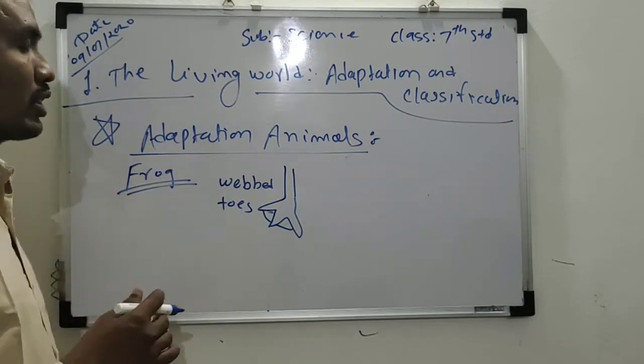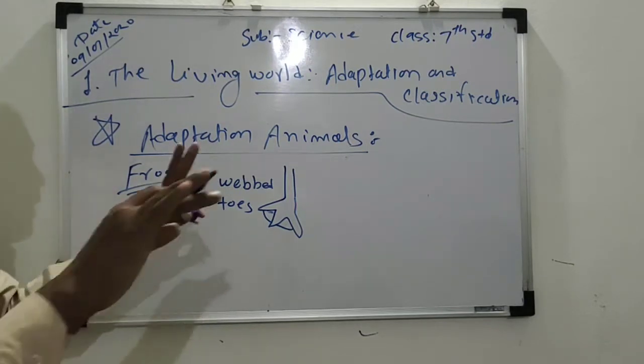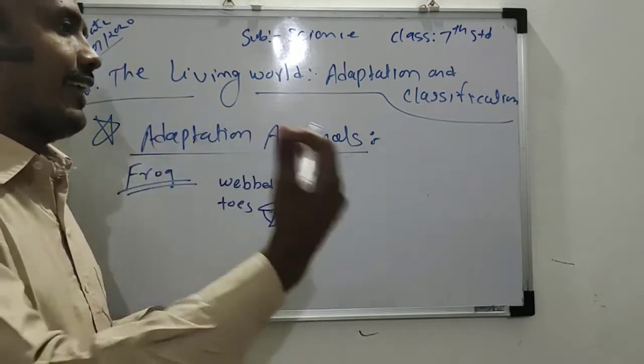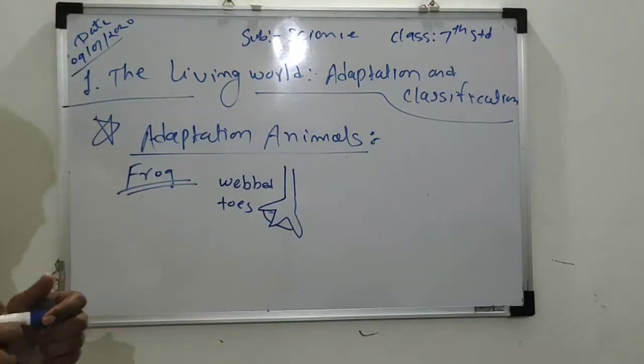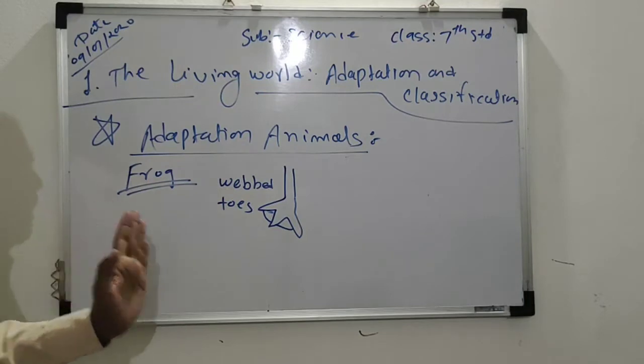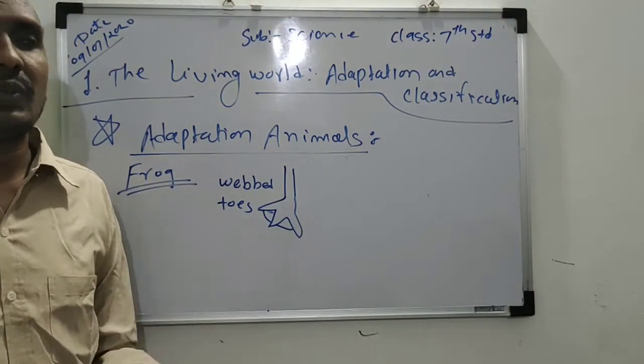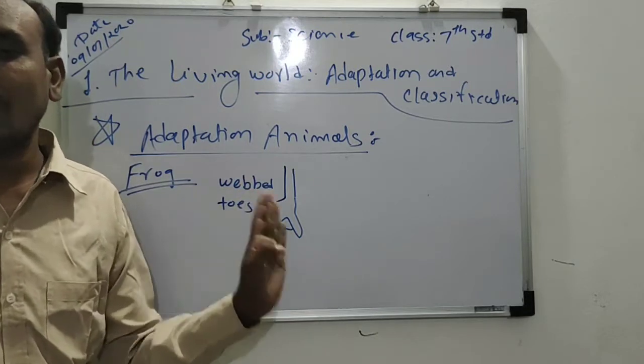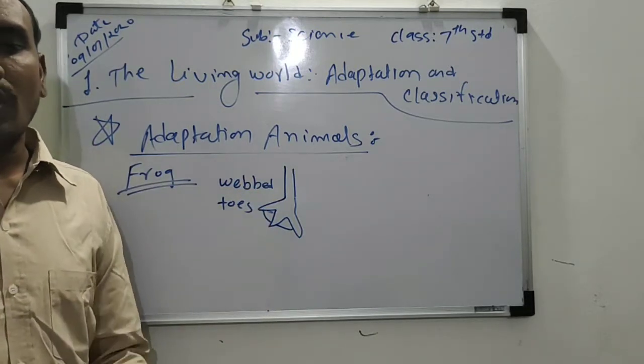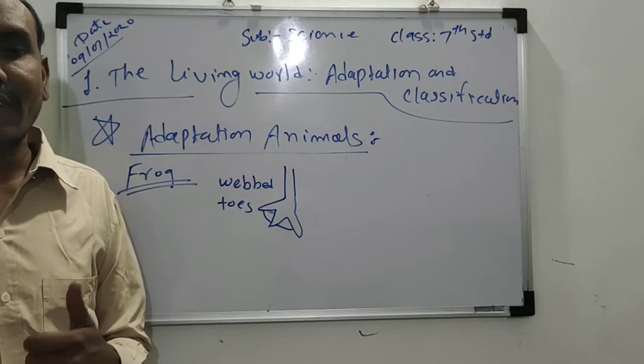What are oars? Oars, you know, are used for floating in water. So for that purpose they use oars, like for direction or floating. They use the legs like oars. Next, water flow and the waxy feathers.